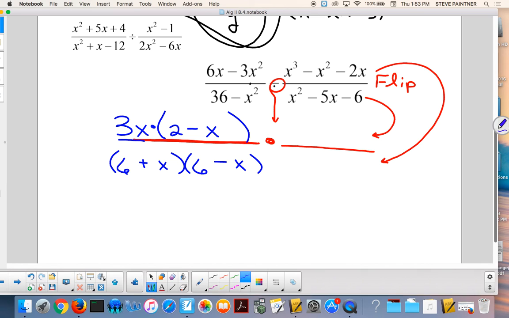See that one? That's kind of weird. What do you think? Move 1x because everything has an x. The GCF is x. Put it on the bottom. What's left?